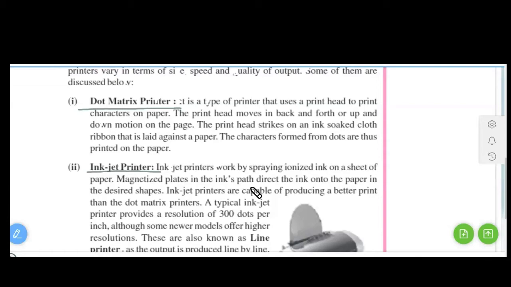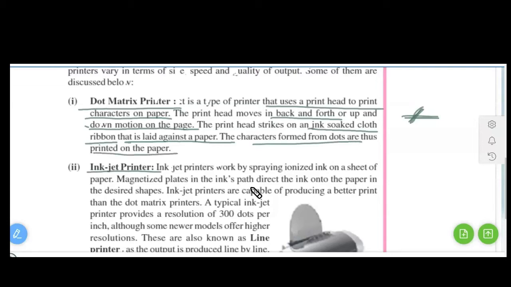Dot matrix printer: what it does is use a print head to print characters on paper. The print head moves back and forth, up and down. The print head strikes an ink soaked cloth ribbon. According to what we need to print, the head dips itself into an ink soaked cloth ribbon which is laid against the paper. That way the characters are formed from dots and printed onto the paper. This is the way a dot matrix printer works.